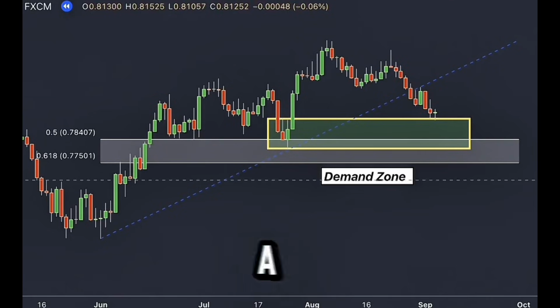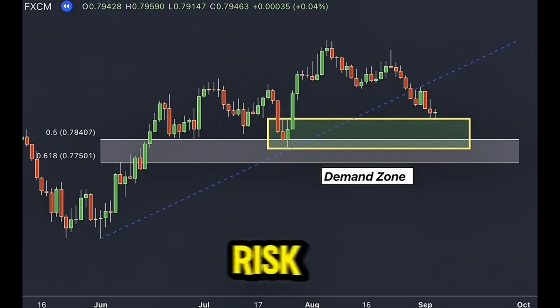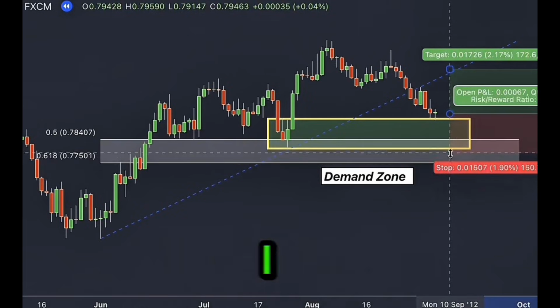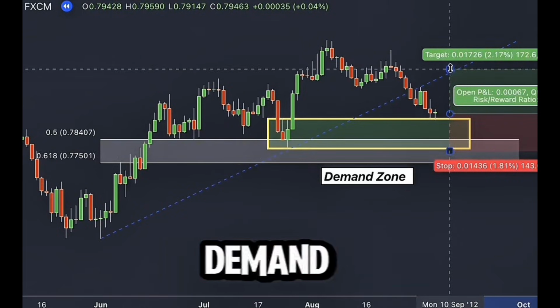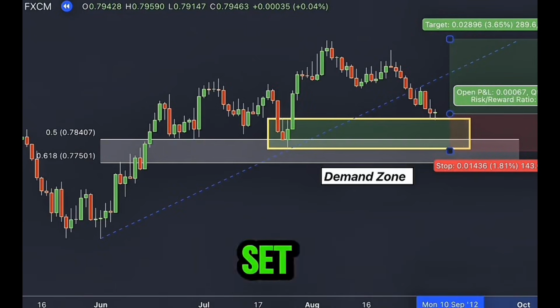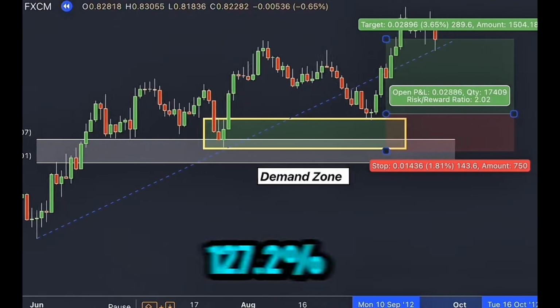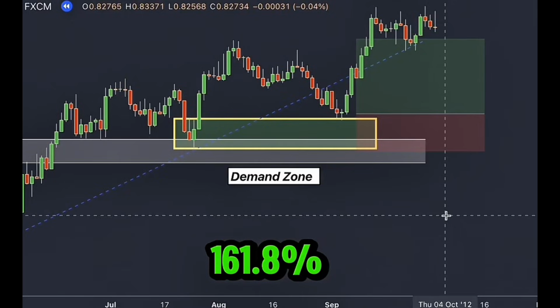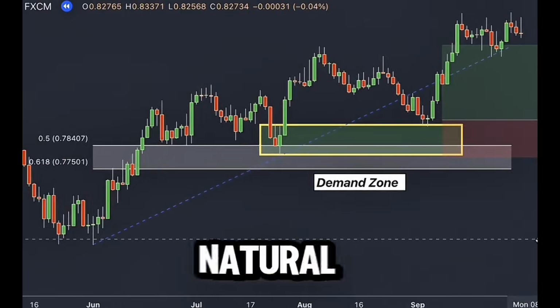Validate the zone. This might be a bullish engulfing candle at a demand zone or a bearish engulfing candle at a supply zone. Risk management. Proper risk management is crucial. I set my stop loss just beyond the zone, below the demand zone or above the supply zone, minimizing my risk in case the trade doesn't play out as expected. Set realistic targets. I aim for logical profit targets. This could be the next supply or demand zone, or if you're following the Fibonacci path, a key Fibonacci extension level like the 127.2% or 161.8%, which often serve as natural take profit points.